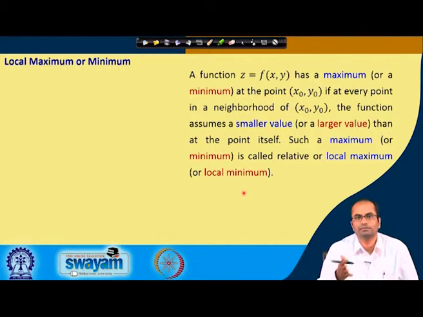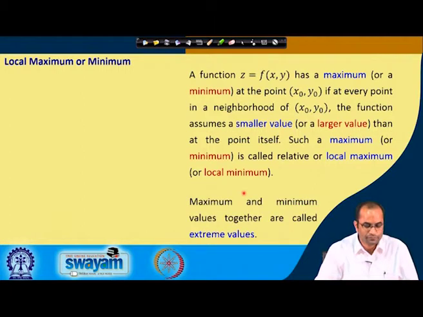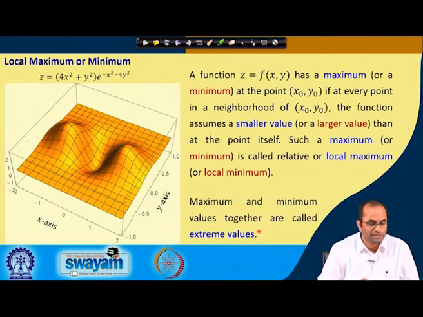So, if at all other points in the neighborhood of this point the function is taking smaller values, then we call this a local maximum, and if the function is taking larger values in the neighborhood of a certain point, then we call this a point of local minimum. And these maximum and minimum values together are called the extreme values.